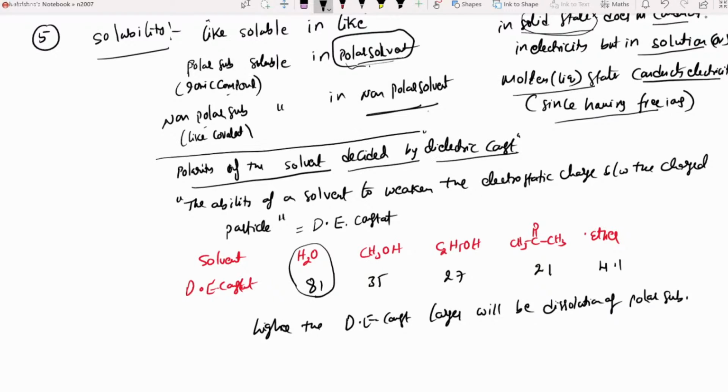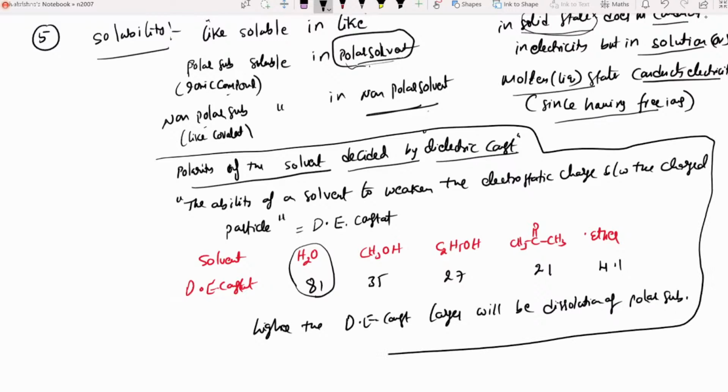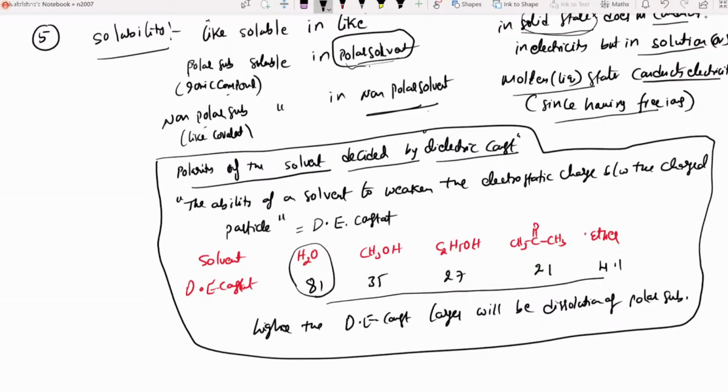This is not required for our syllabus, even though I have discussed it. Do you know why? Throughout your chemistry, most of the time we are using dielectric constant. Larger the dielectric constant, larger will be the polarity of the solvent. So as the dielectric constant increases, polarity of the solvent increases. Please remember that.